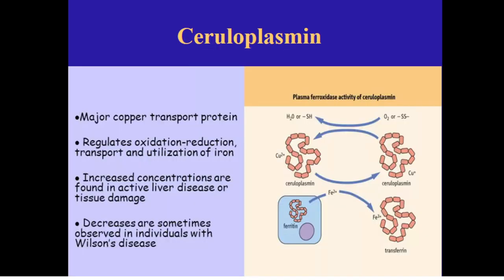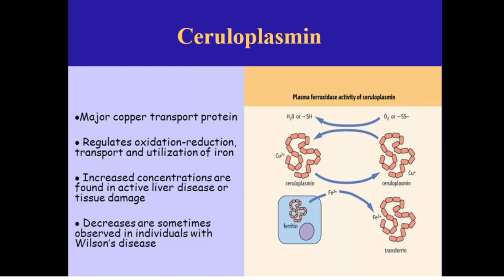One more enzyme in our blood is ceruloplasmin. This is a ferrooxidase, which can interact with oxygen and helps in the transport of iron.